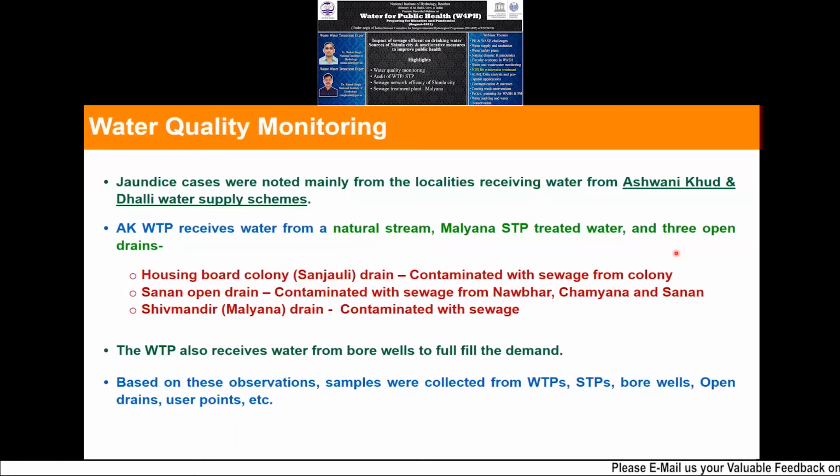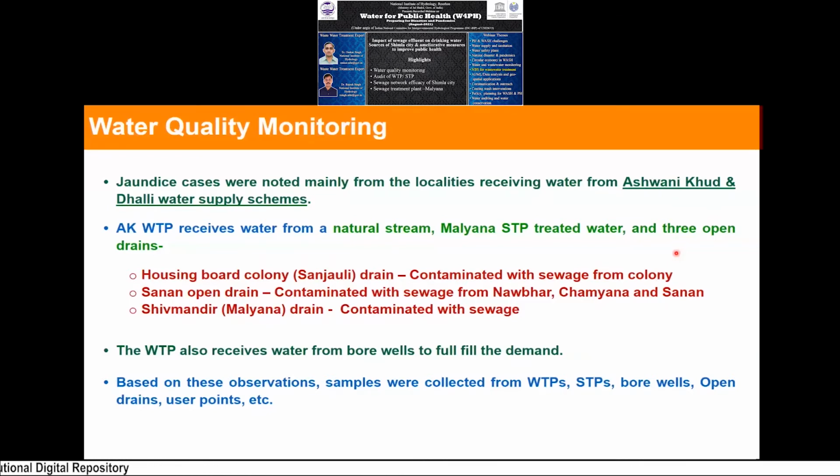After investigating the inputs to the Aswinikhad water treatment plant, we found, based on our field investigations, that it takes water from a natural stream. However, this natural stream was again getting water from the Malyana STP treated water and three open drains, that is Housing Board Colony drain, Sanan open drain, and Siu Mandir drain.